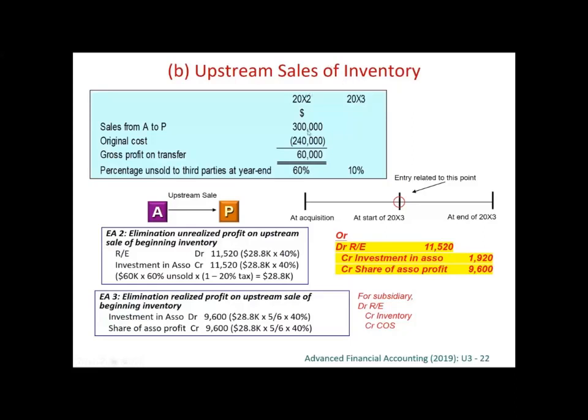This is a transaction last year. Therefore, we don't debit cost of sales. We debit retained earnings because this is the cost of sales last year.